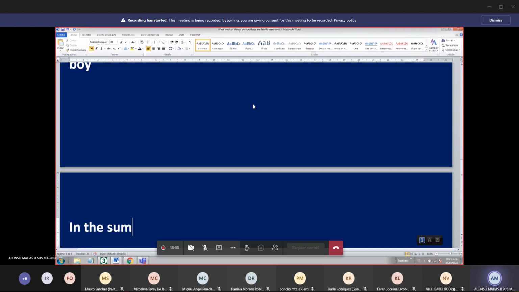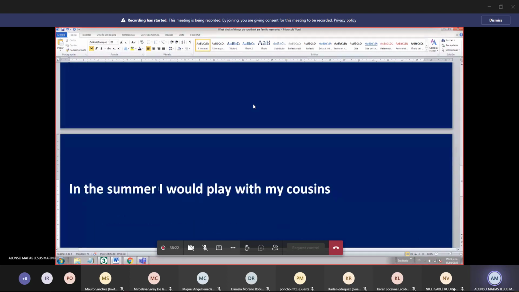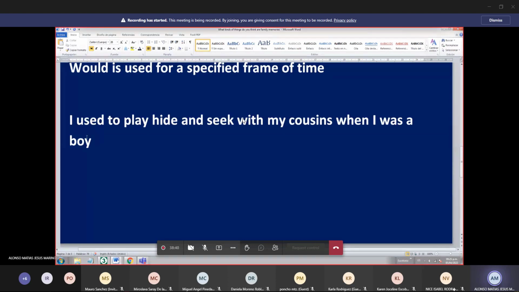In the summer, I would play with my cousins. Okay? In the summer, I would play with my cousins. In the summer, it is a specified time frame. A summer, a season, a length of time. But in the case of used to, I used to play hide and seek with my cousins when I was a boy.